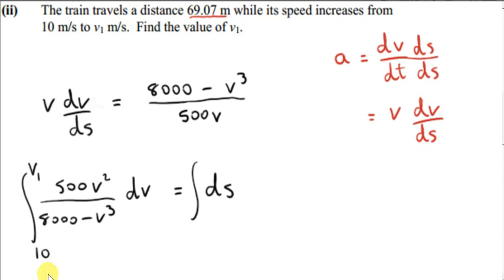Okay, so we want the distance travelled while this change of speed occurs. So we'll say the initial distance is 0, and we have some final distance s, which will be a function of the final speed v1. So this value 0 down here is the displacement of the train when the speed is 10. So we set that to 0. So this is the initial position of the train.